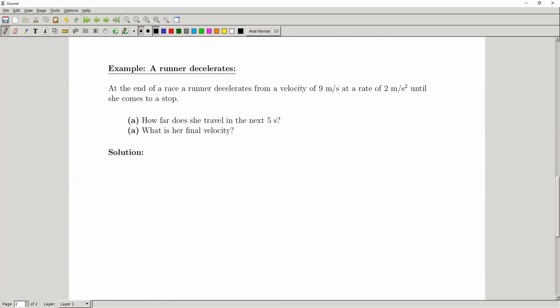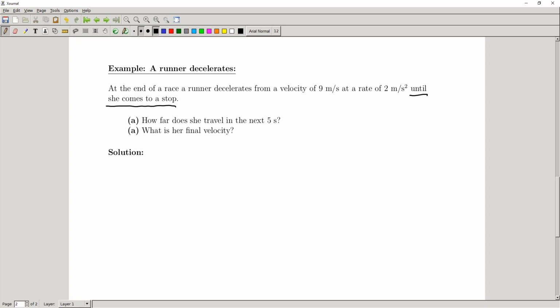So in our second example, we have a racer or a runner. At the end of a race, the runner decelerates from a velocity of 9 meters per second at a rate of 2 meters per second squared until she comes to a stop. We definitely want to make sure we read these problems twice, because this last point, this until she comes to a stop point, is going to be very important. Because if we apply this 2 meters per second squared acceleration for longer than the time it takes her to come to a stop, she's going to be moving in the opposite direction.